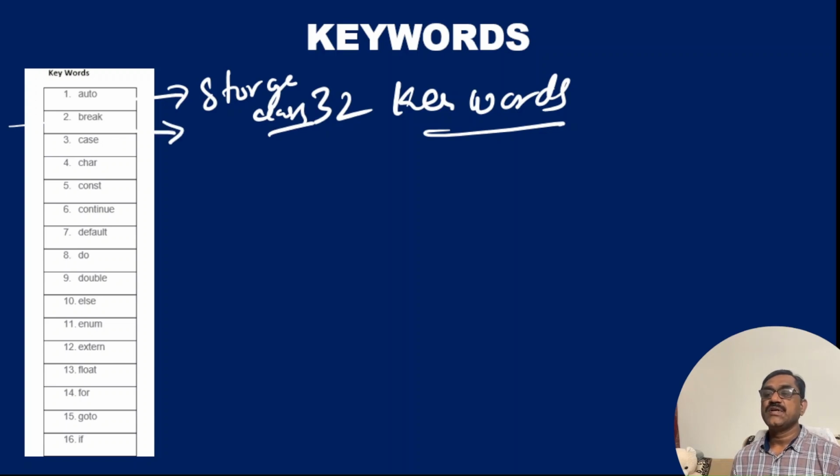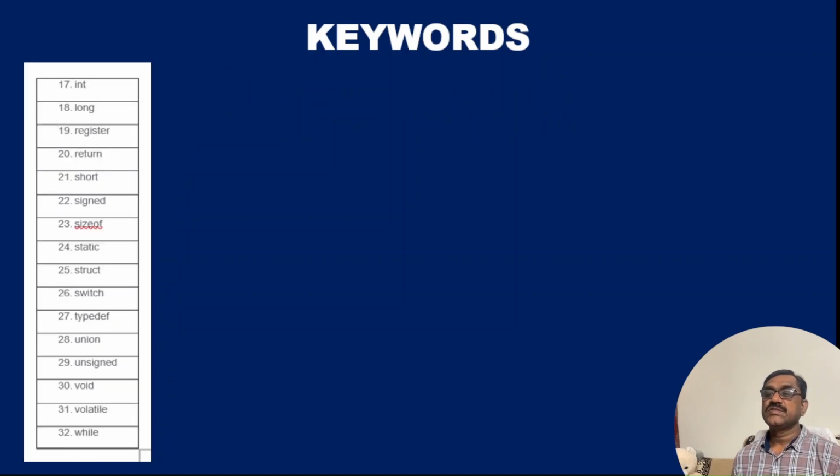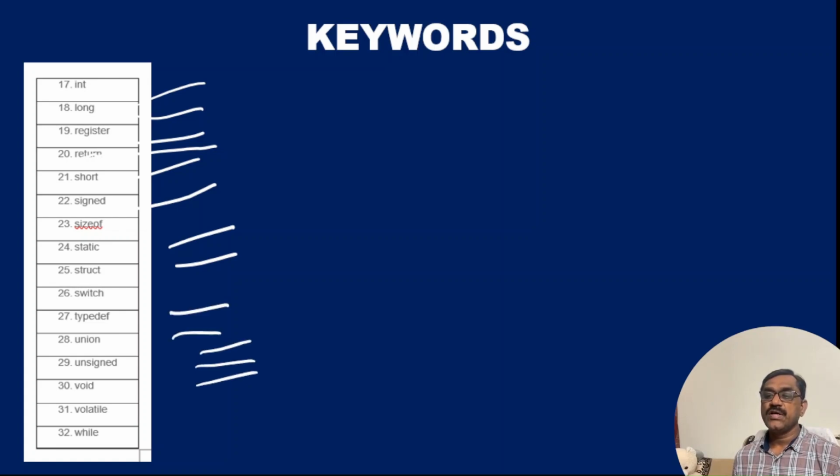Now break statement is used in the switch statement as well as loops. Next case, char, const, continue, default, do, double, else, enum, extern, float, for, goto, if. These are the first 16 keywords. After this, the next 16 are int, long, register (a storage class), return, which we use in the main function or any function, short, signed, sizeof, static. I'm giving this information just so you know what keywords we have. So struct, switch, typedef, union, unsigned, void, volatile, while. So like this, we have 32 keywords.